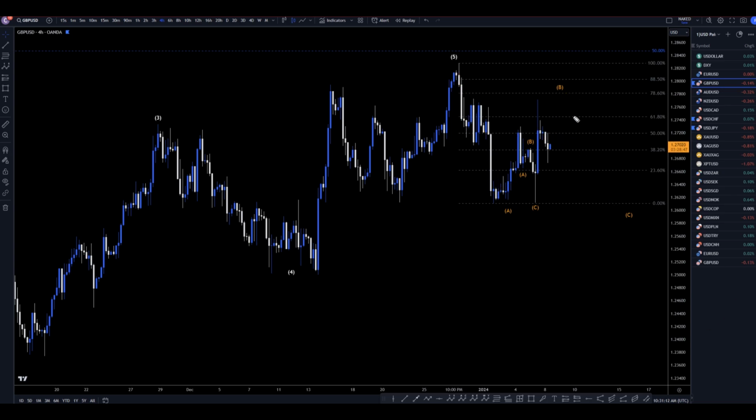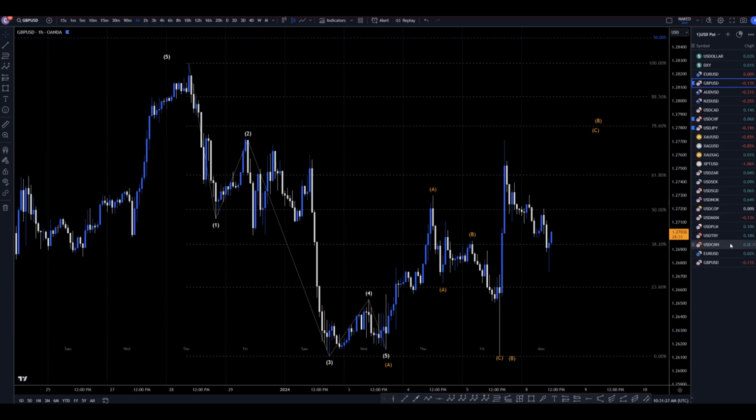But if it starts making lower lows, lower highs, especially on shorter time frames on this move down, we definitely better pay attention because it potentially could have already ended this wave B, and it potentially could already be going down for that wave C. So going down to the 1 hour time frame.